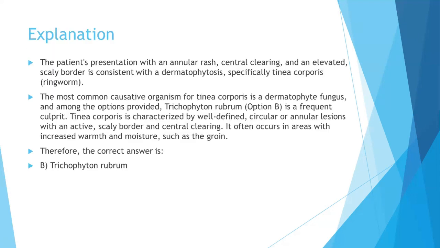So the patient presentation with annular rash, central clearing, and an elevated scaly border is consistent with dermatophytosis, especially Tinea corporis, that is ringworm. The most common causative organism for Tinea corporis is the dermatophyte fungus, and among the options provided, Trichophyton rubrum is a frequent culprit. Tinea corporis is characterized by well-defined circular or annular lesions with an active scaly border and central clearing. It often occurs in areas with increased warmth and moisture, such as the groin. Therefore, the correct answer is Trichophyton rubrum.